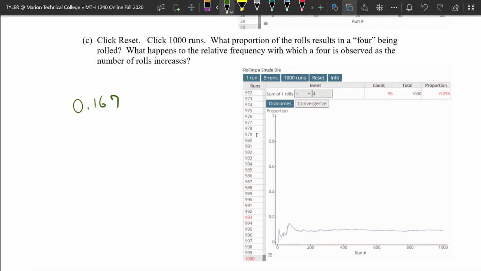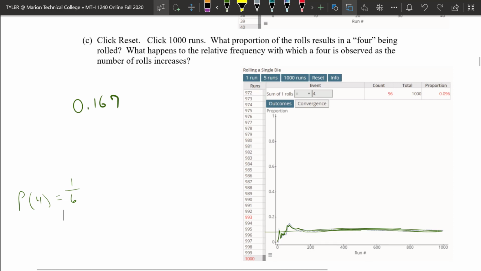Right, so it's saying, what happens to the relative frequency with which a 4 is observed as the number of rolls increases? What you want to notice is that we have this leveling out thing happening. It's going up and down, oscillating, and then it starts to go flat around this value. If you think about this in general, the probability of rolling a 4 would be equal to 1 divided by 6, because there's one 4 on a die, and there are 6 sides.